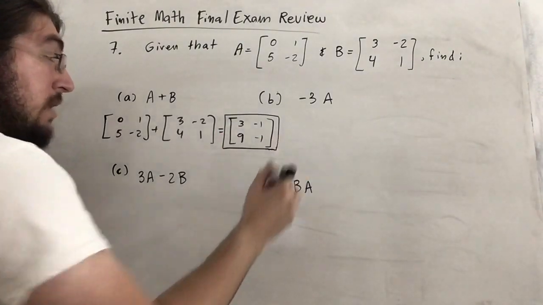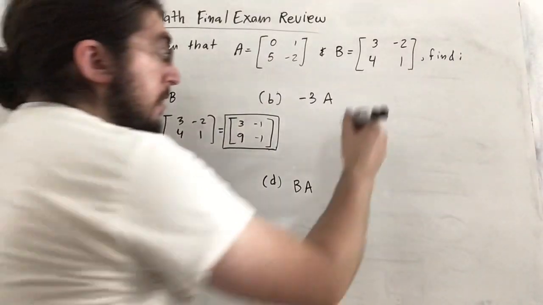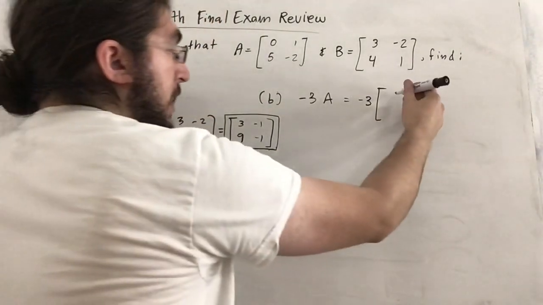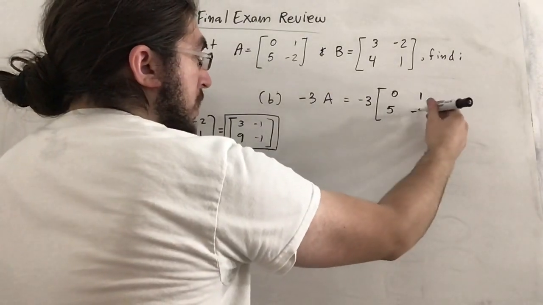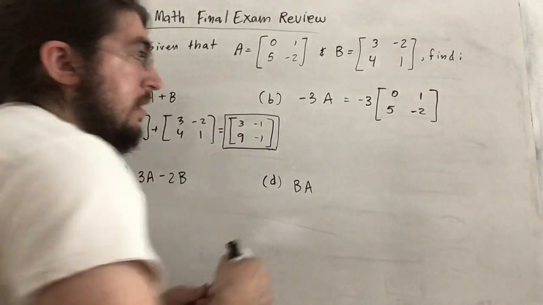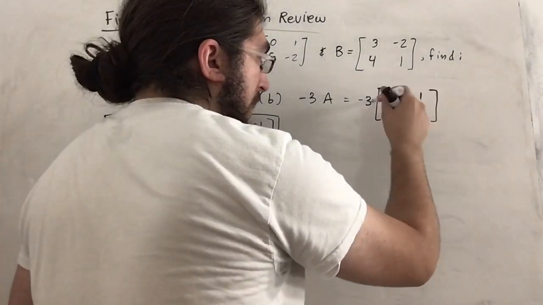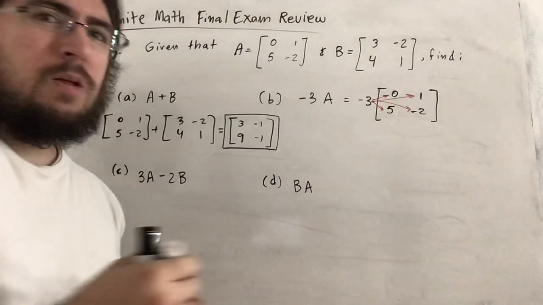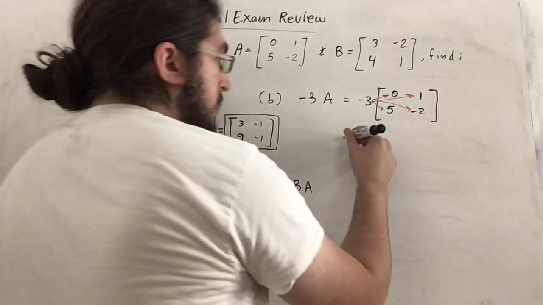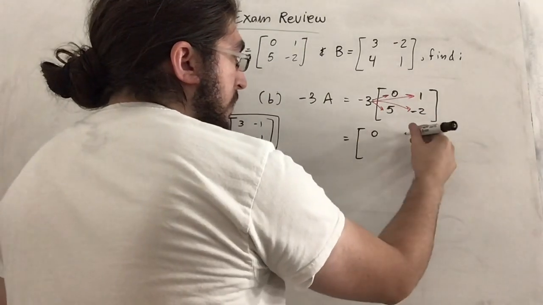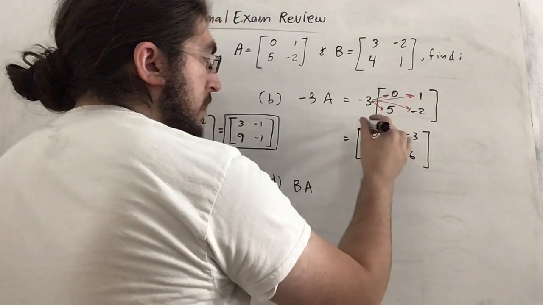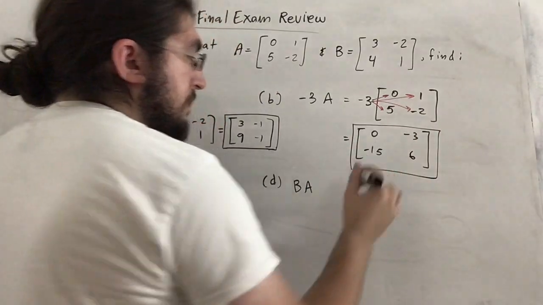Perfect. So now for part B, all we're doing here is just multiplying the scalar negative 3 to this matrix. In other words, we're multiplying a number to a matrix. And how we do that is basically a scatter shot. This kind of, as I phrase in class, scales in. Basically, we're distributing it amongst all the entries in the matrix. So we get 0 times negative 3 is 0, 1 times negative 3 is negative 3, we get negative 15 and positive 6 here, and that's the answer for B.